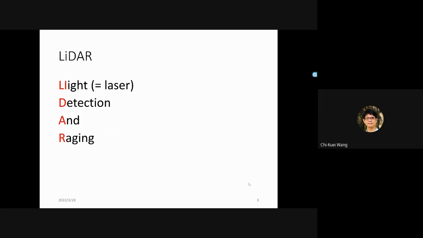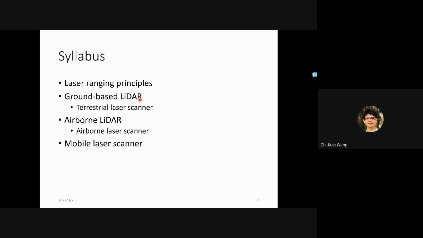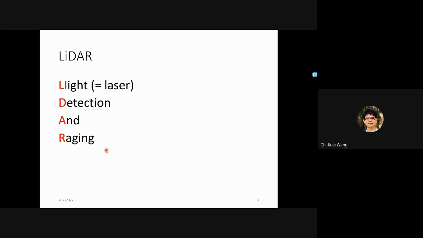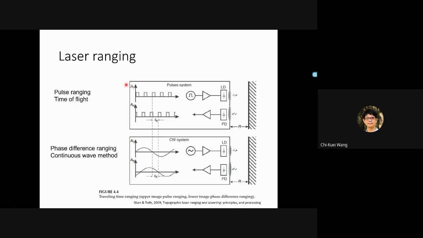All right, so the first is LiDAR. This term, LiDAR, L-I-D-A-R, stands for light detection and ranging. And the light here, let me get my laser pointer, actually means laser. That's why on my previous page this term keeps showing up: laser, laser, and laser. So the light is laser. Now let's talk about laser ranging.